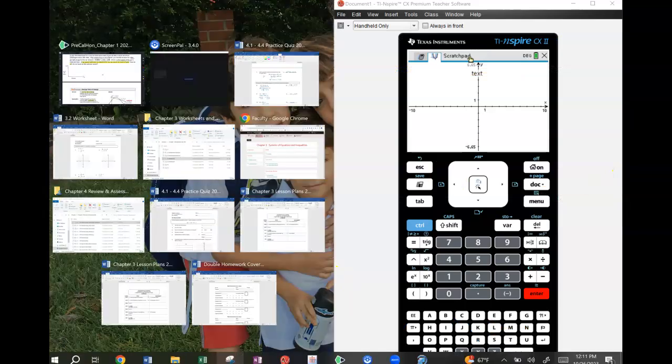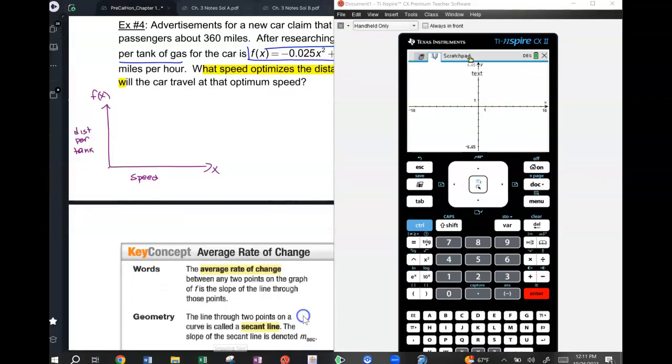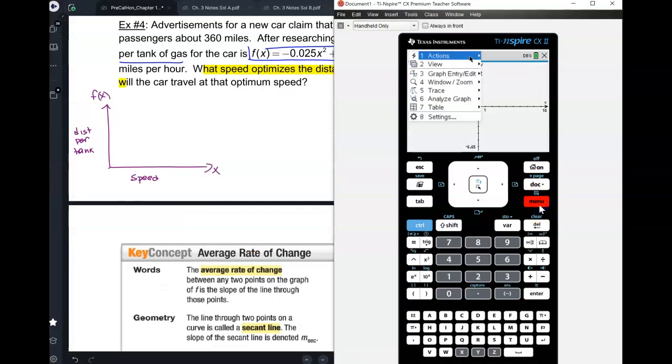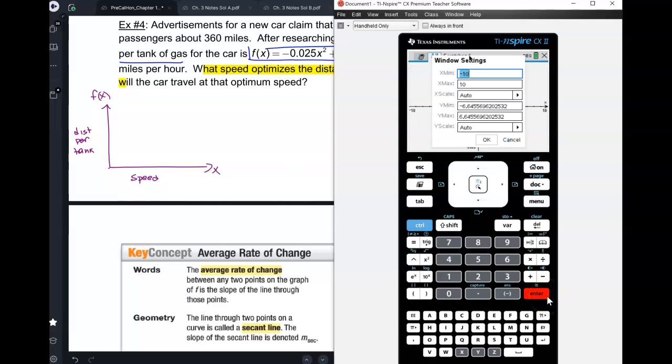What I want you to do is go to Menu. Number 4 is Window Zoom, Window Settings. For your X min, because this is the speed of the car, we're going to go from 0 to, what's a reasonable speed for the car? Okay, let's go a little bit more. 100 miles an hour. You know what? Let's splurge, 120. Nobody drives 120, but I just want a good range, okay?